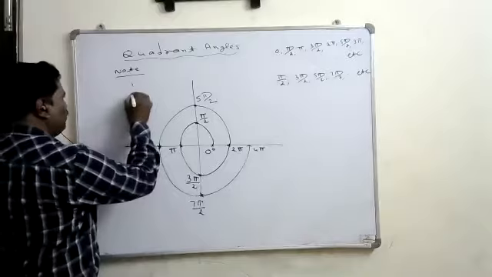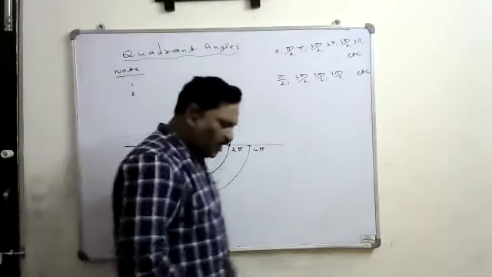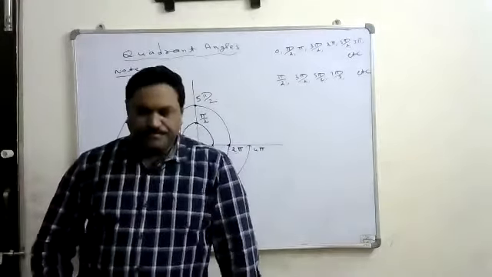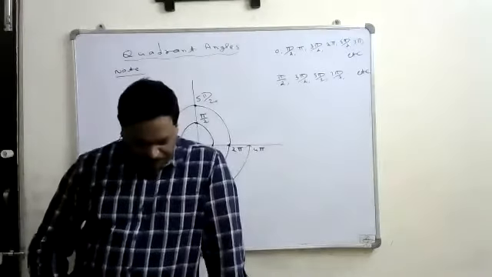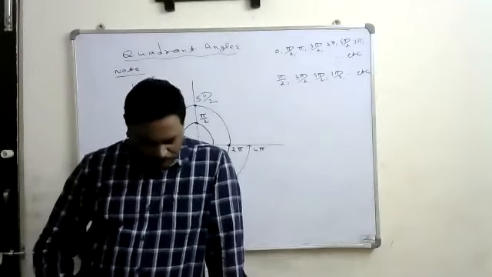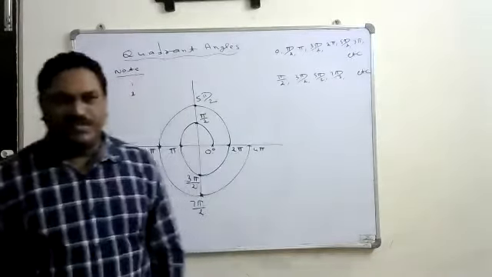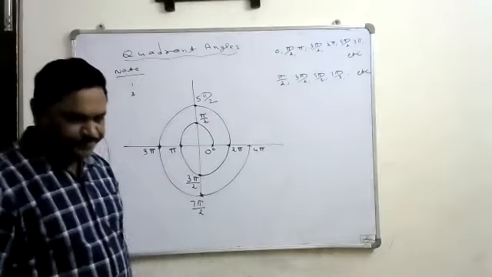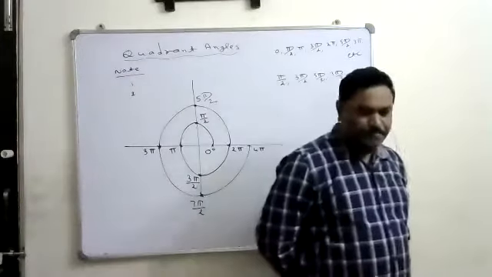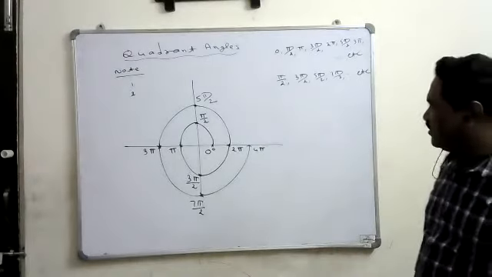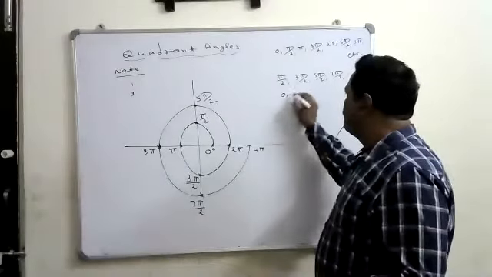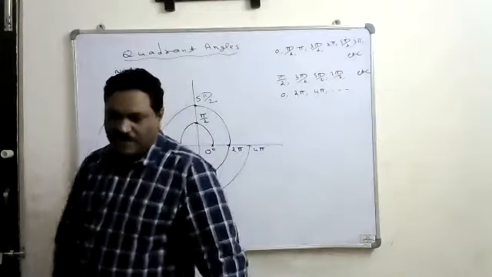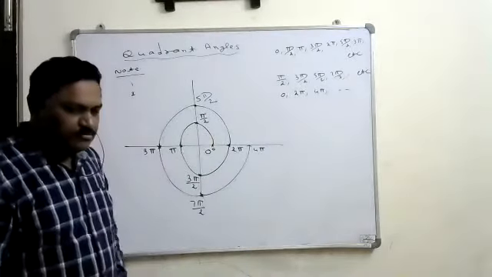Second point. The quadrant angles which are even multiples of pi lie on the positive x-axis. That is 0, 2 pi, 4 pi, etc.